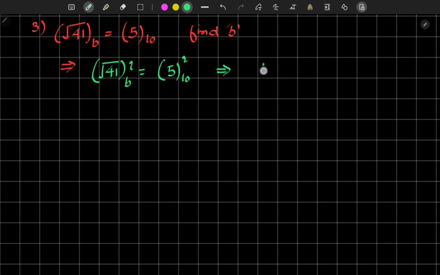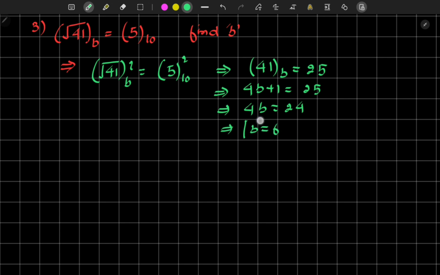This will be equal to 41 base b is equal to 25, which will give us 4b plus 1 is equal to 25, which implies 4b is equal to 24, which implies b is equal to 6. So 6 is the answer.